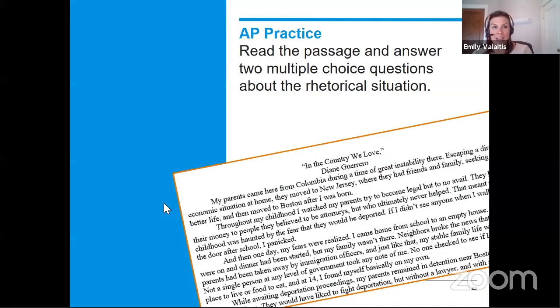So tonight for your AP practice, it's a pretty quick review, a quick practice. There's a wonderful passage from a contemporary writer called In the Country We Love. I've given you a copy of the text itself, and I have two multiple choice questions for you that are asking about elements of the rhetorical situation. Take a few minutes tonight to read through that, and then tomorrow we'll go over the answers for each of those, and then we'll start talking about, now that you understand the passage itself, how do you write an introduction? What does a good intro look like, and what does a great intro look like?